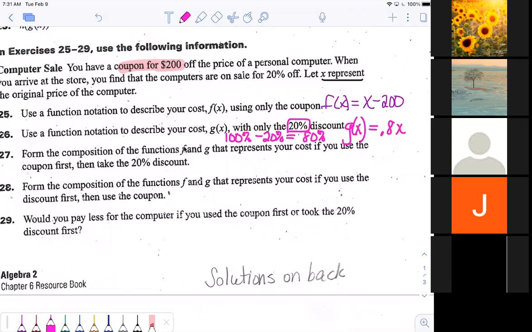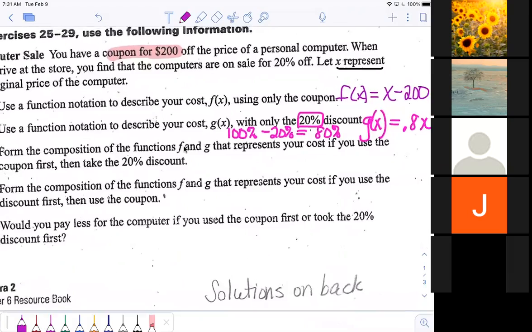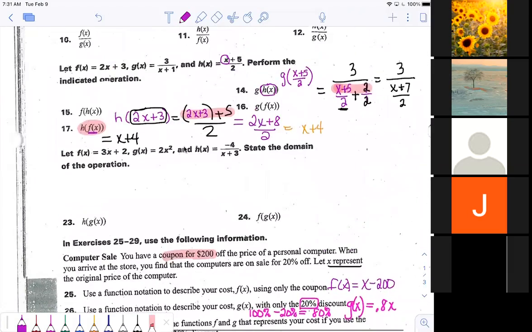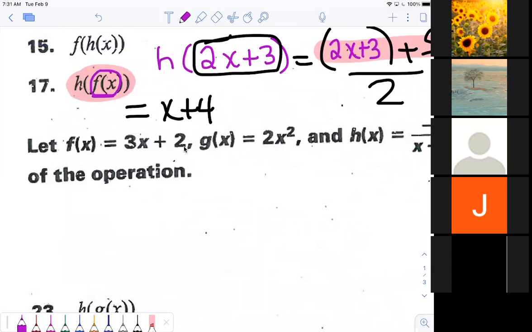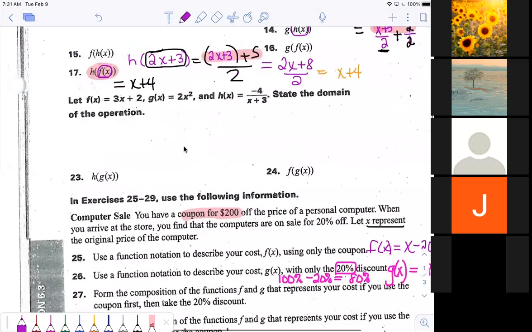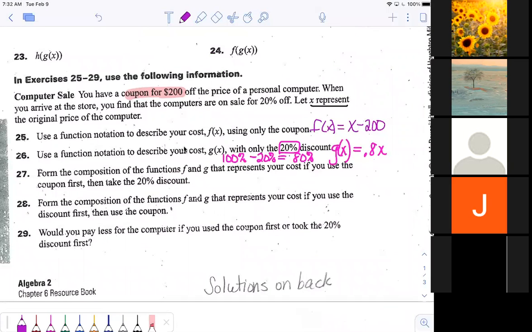All right, so then looking at 27, it says form the composition of functions, f and g, that represent your cost if you use the coupon first, then take the 20% discount. When you're forming a composite function, whatever function is inside is what you do first. It wants us to take the coupon first, so that needs to be inside the function. My coupon was f of x, so that goes on the inside. The discount was g of x. That's going to go on the outside.